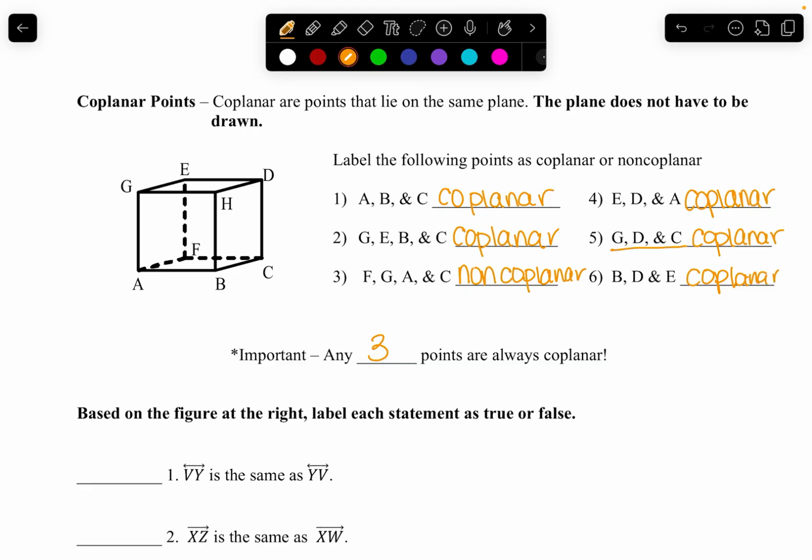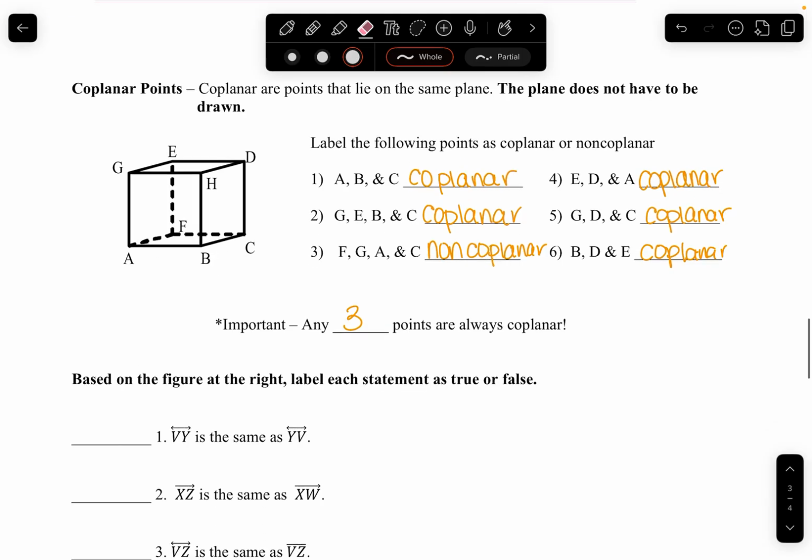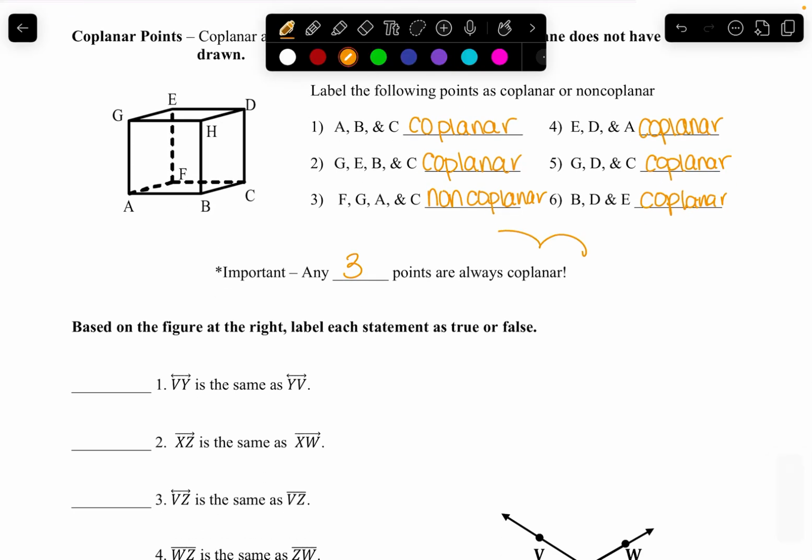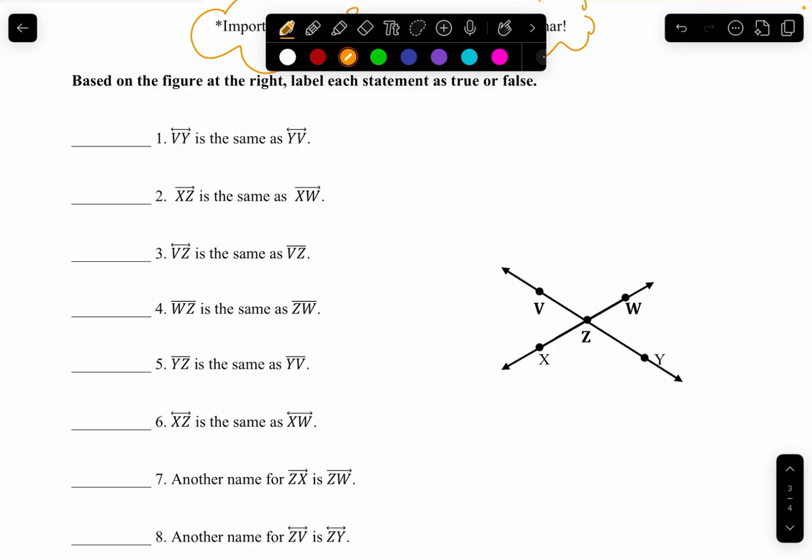Coplanar. There we go. And just like up above where we said any 2 points are collinear, it's really important for you to remember that any 3 points will always be coplanar. Okay, now remember earlier when I said don't assume things to be true, we have to have definitive proof.